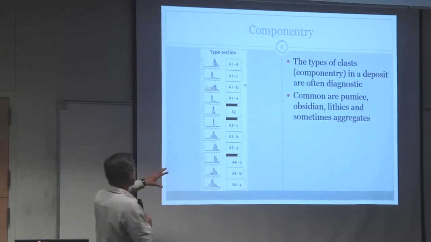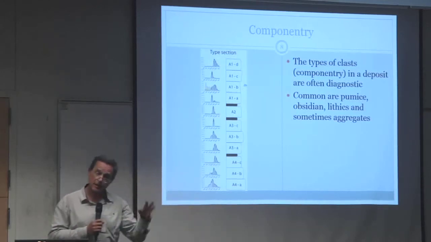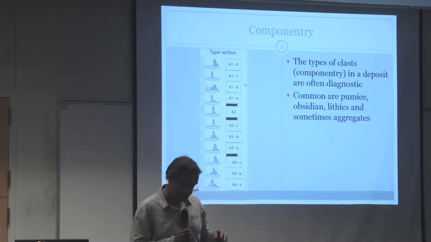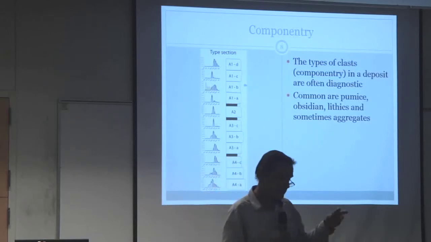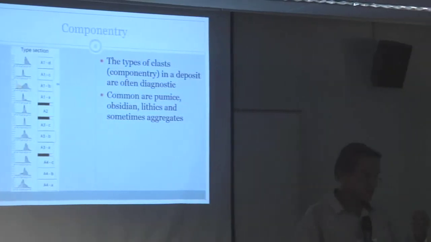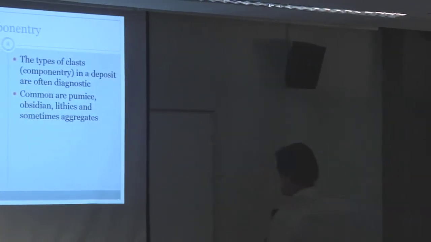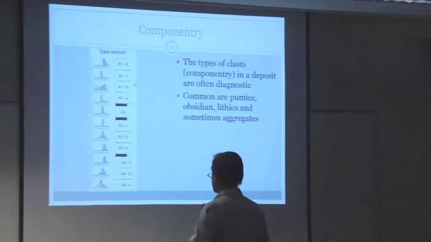Most of the deposits are dominated by some combination of pumice and obsidian, actually, not accessory or accidental lithics. It's actually obsidian, juvenile obsidian pieces. The percentage of juvenile obsidian pieces can vary up to almost half of the deposit sometimes in some of these.